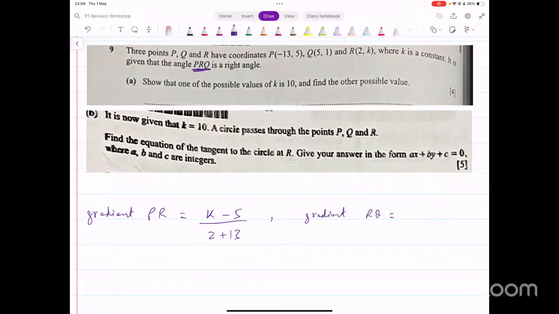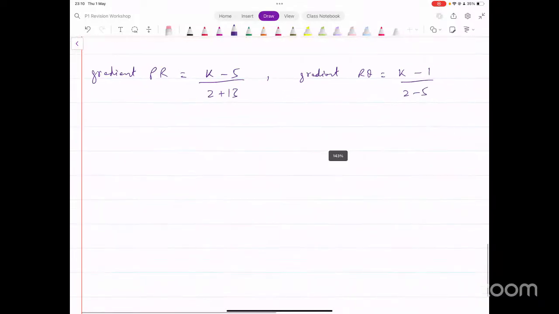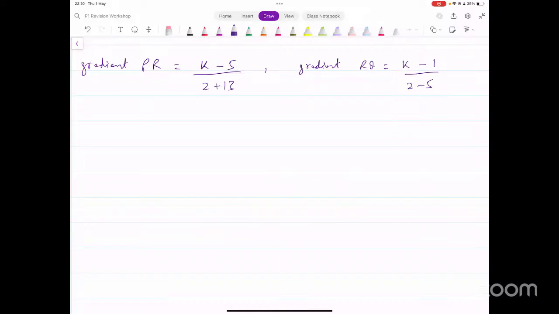Gradient of RQ, that would be K minus 1 divided by 2 minus 5. Now, since you have a right angle at the point R, PR should be perpendicular to RQ. They should be perpendicular to each other. So that means the product of their gradients is supposed to be equal to -1. Or you can say one is the negative reciprocal of the other.